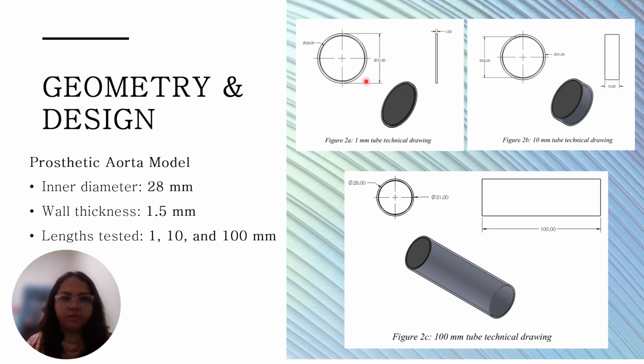So for my model, I used actual anatomical dimensions from clinical aorta measurements. I used a 28 millimeter inner diameter with a 1.5 millimeter wall thickness, which gives us a 31 millimeter outer diameter. I created three different lengths, which were 1 millimeter, 10 millimeters, and 100 millimeters long, to see whether geometry affects internal pressure or not. And this also helps verify that longer grafts don't actually accumulate unexpected pressure.